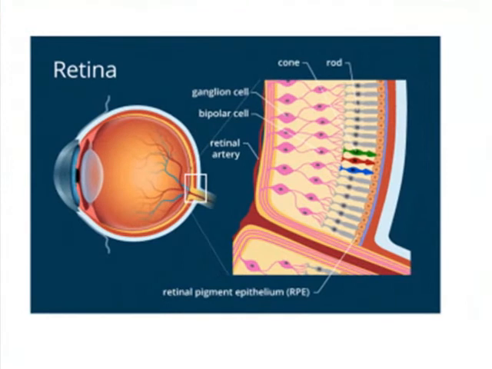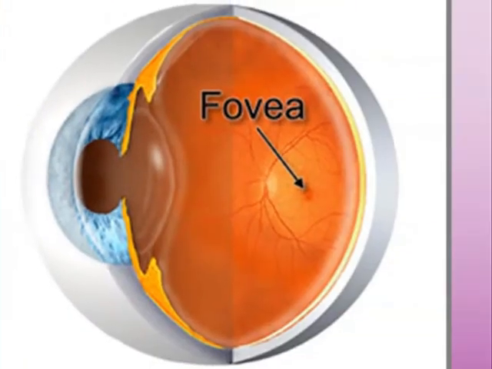The retina is a thin layer of tissue that lines the back of the eye on the inside. It is located near the optic nerve. The purpose of the retina is to receive light that the lens has focused, convert the light into neural signals, and send these signals onto the brain for visual recognition. Find the fovea on your diagram. The fovea is a dent in the retina that provides acute eyesight.